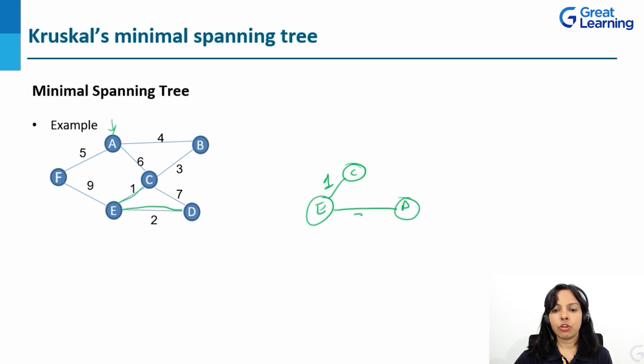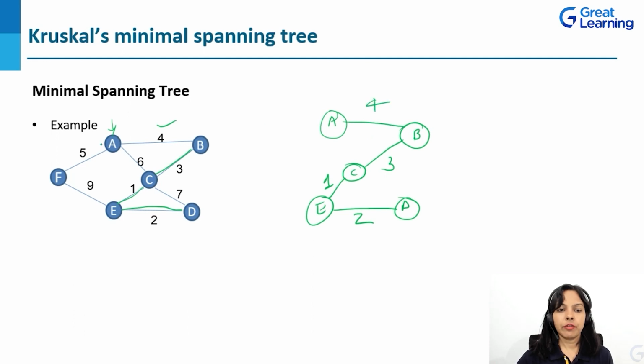Just checking that there should not be any cycle at any given point of time in the tree, right? Next, which is the minimum? 3 is the minimum. So this path has to be selected. So between C and B, 3 is selected. Now, which is the next minimum? 4 is the minimum. So between A and B, the next path to be selected is 4. After 4, which is the minimum? 5 is the minimum weight. So between A and F, this 5 will be selected. And this is hence the minimal spanning tree.